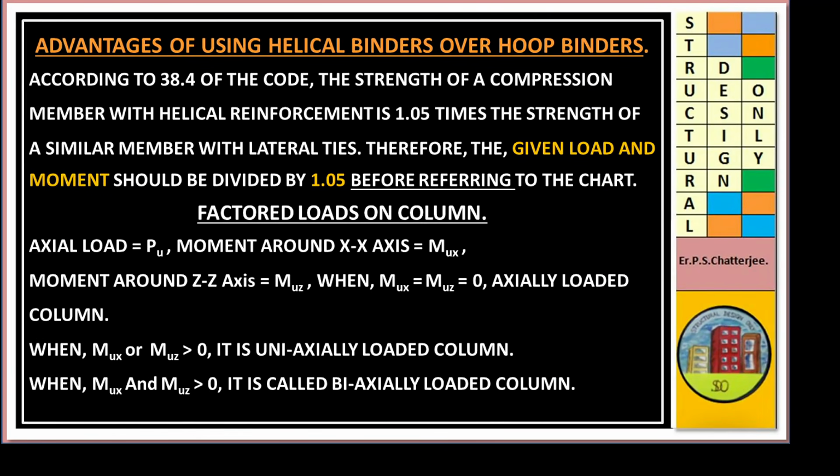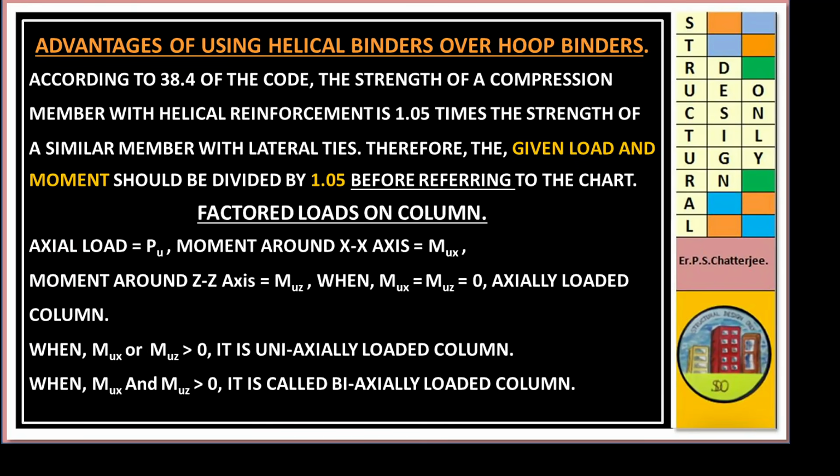Advantage of using helical binder over hoop binders. According to 38.4 of the code, the strength of the compression member with helical reinforcement is 1.05 times the strength of a similar member with lateral ties. Therefore, given load and moment should be divided by 1.05 before referring to the chart.